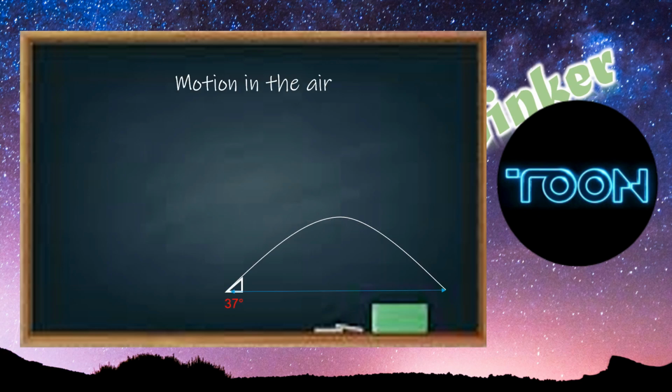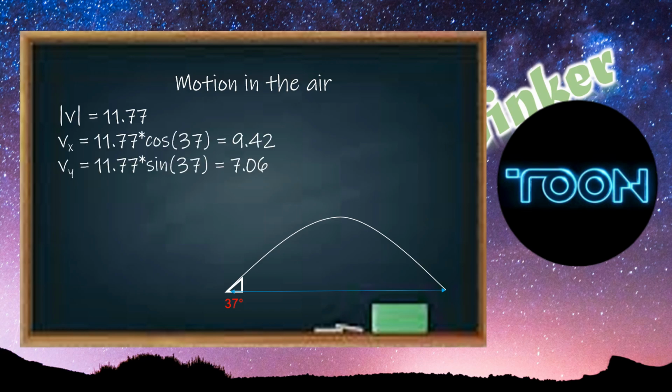Now we have a flight through the air under the influence of gravity alone. The slope is at an angle of 37 degrees, so we will split the velocity into the x-axis and the y-axis accordingly. V of x equals 11.77 times 4/5, that is 9.42. V of y equals 11.77 times 3/5, that is 7.06. Now we calculate how long it will take the ball to reach the ground.